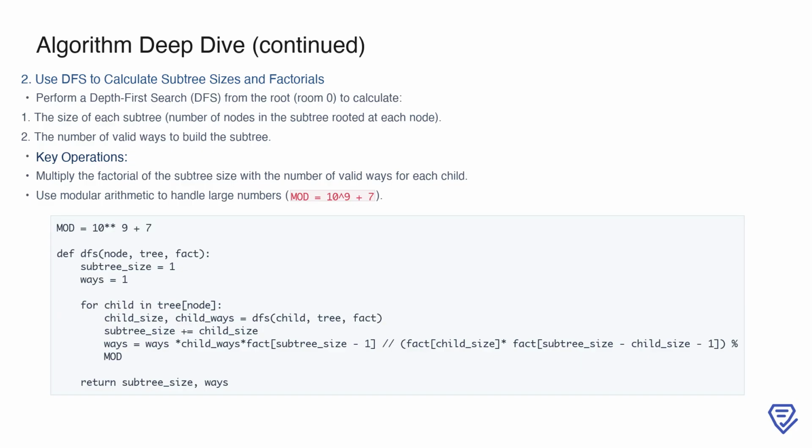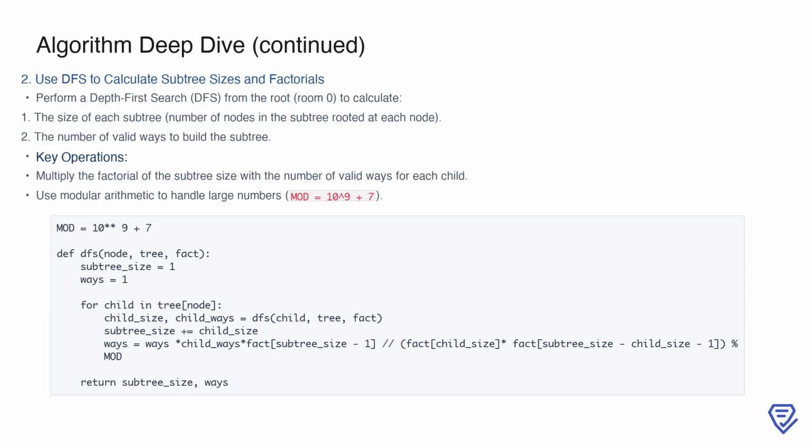Once we have the tree representation, the next step is to use depth-first search, DFS, to calculate the size of each subtree and the number of valid ways to build that subtree. Starting from the root node, the DFS calculates two key pieces of information for each node: the total number of nodes in its subtree, and the number of valid construction orders for that subtree. During this process, we multiply the factorial of the subtree size with the number of valid ways for each child, ensuring to use modular arithmetic to keep the results manageable.